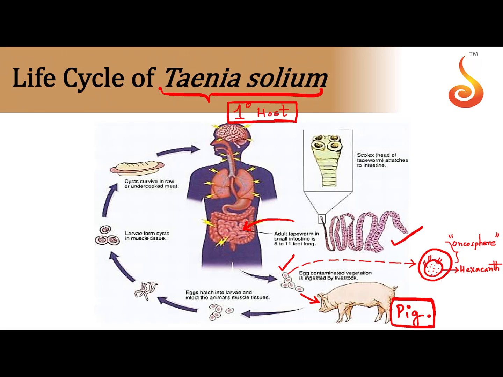So who consumes these hexacanth larvae or oncospheres? It is the pig. And you know what happens once the pig eats these eggs? I told you there is an outer covering around the hexacanth larva. This covering gets dissolved in the stomach of the pig, and then the oncospheres are liberated and they reach the muscle of the pig. There they develop into fluid-filled larvae, which are referred to as the cysticercus. Another name for cysticercus is bladder worm.